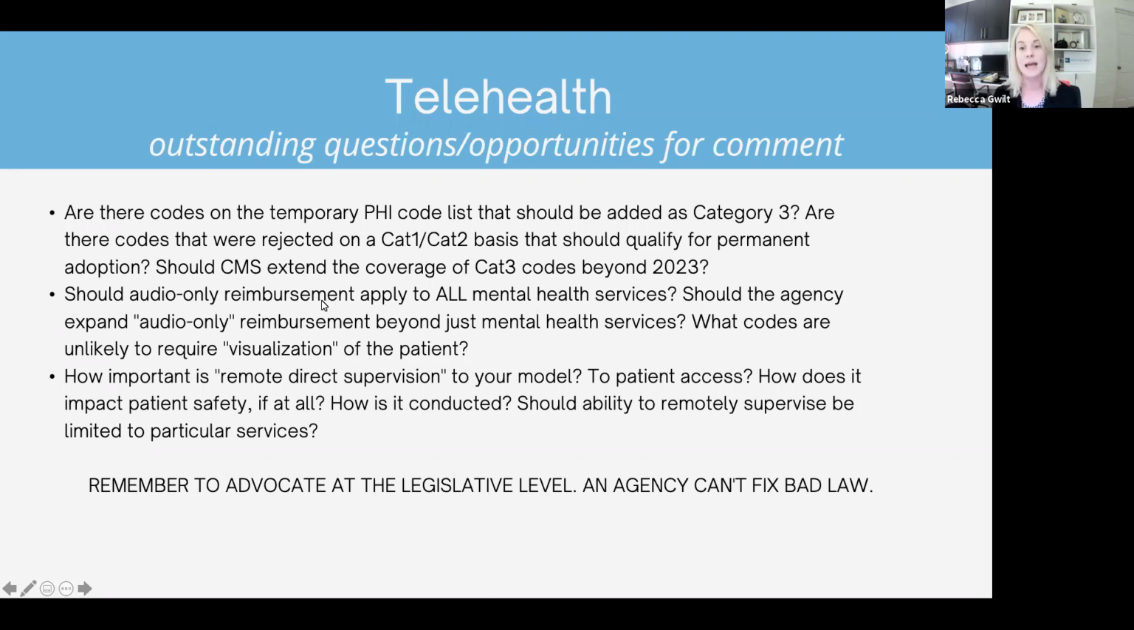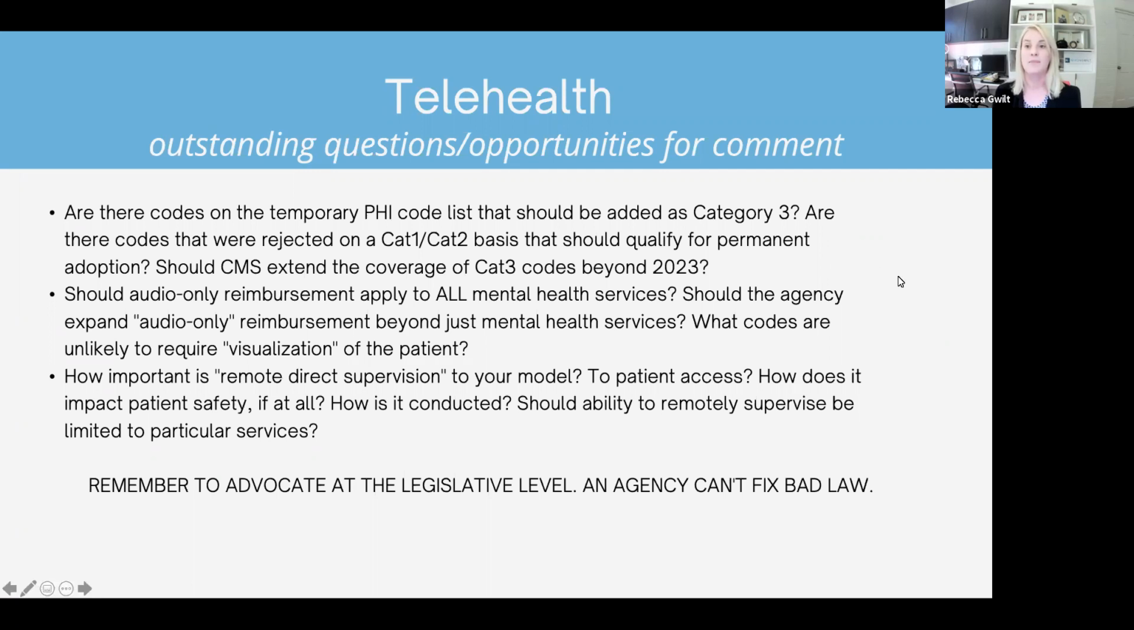CMS, again, has said, we get it. We really get that you can do a lot of talk therapy, right? This is their level of consideration based on what I read. We know you can do talk therapy, and that's very common. And so we're going to say audio only is okay for mental health services, but everything else we think pretty much requires visualization. I just don't think that that's necessarily the case. So lots of comment opportunity on that.